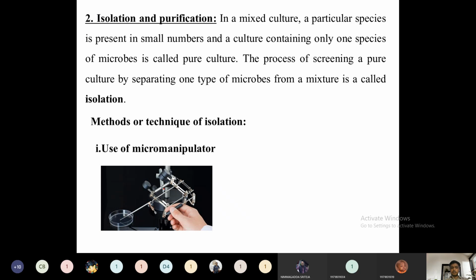In the micromanipulator, there are tubes, so a micropipette will be there. The micropipette has a very tiny space inside, so it is capable of collecting only a single cell from among the population of microorganisms. Inside this plate there is agar, which is nothing but food for the microorganisms. Apart from this food, the microorganisms are there inside this agar plate, this petri dish.